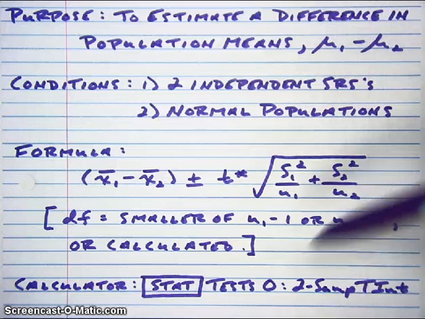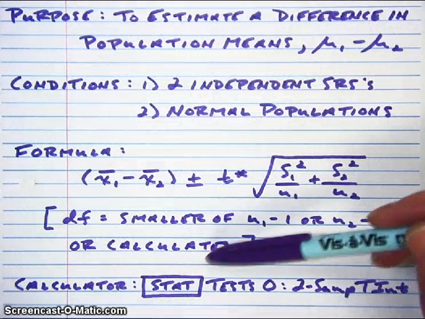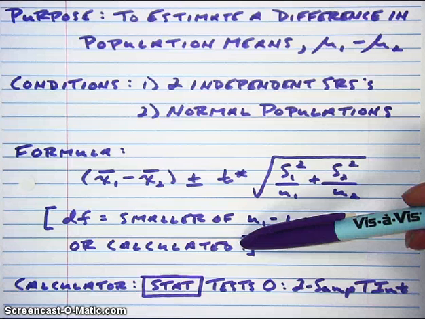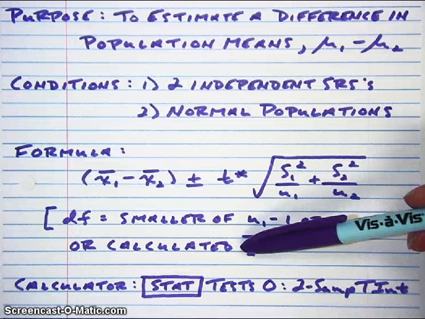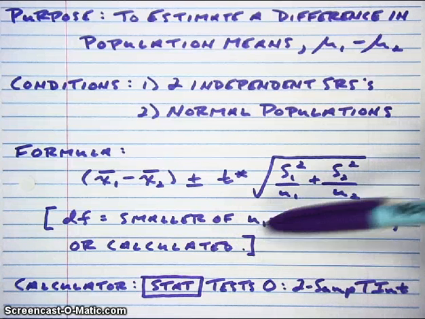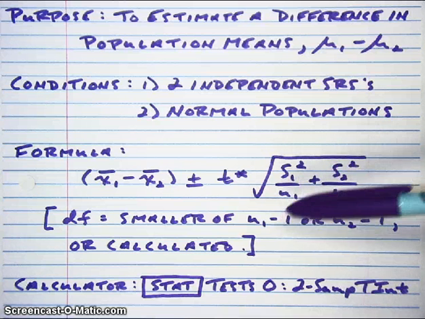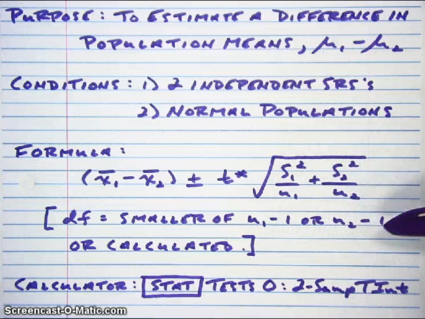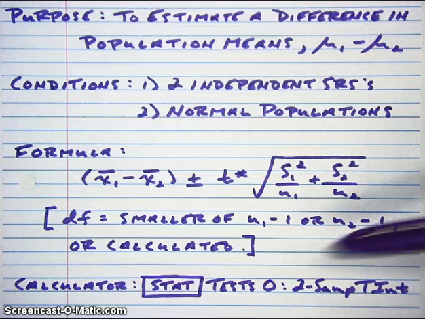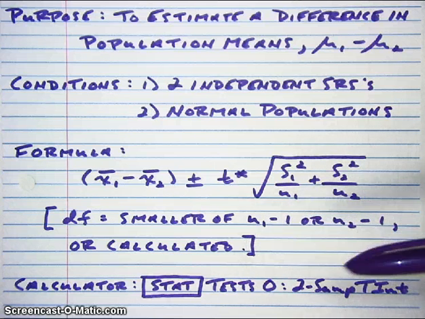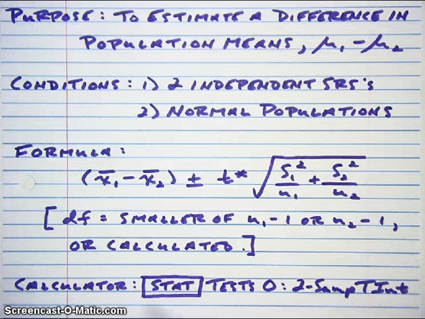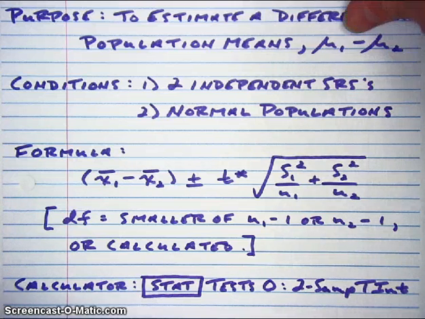Calculating the degrees of freedom using the formula that computers and calculators use is pretty horrendous if you try to do it by hand. So if I were doing this procedure by hand, I would use this conservative approach. If I were doing it on a calculator, I'd let the calculator calculate the degrees of freedom for me. On the calculator, this is at STAT, TESTS, 0, 2-SampTInt. Let's look at an example of how you could use this.